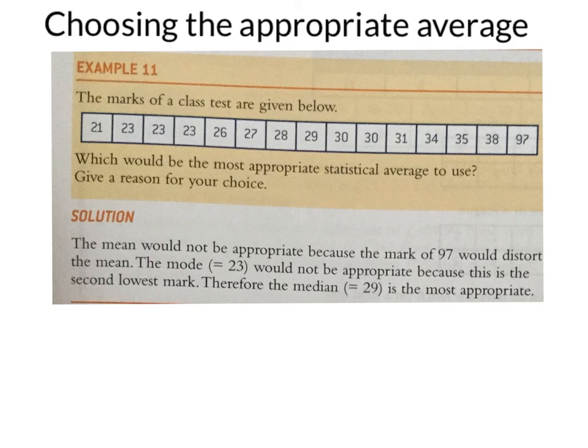The mode is 23. It would not be appropriate because this is the second lowest mark. So it just was coincidence that it was around the lowest mark that people were getting the same. It could have been 35, 35, 35, and it could have been the highest. The mode is not a good predictor there for an average. Therefore, the median 29 is the most appropriate. The median doesn't take into account people getting the same score. It doesn't take into consideration outliers. It'll just go to the middle and get your middle value. So median is the best in that scenario.